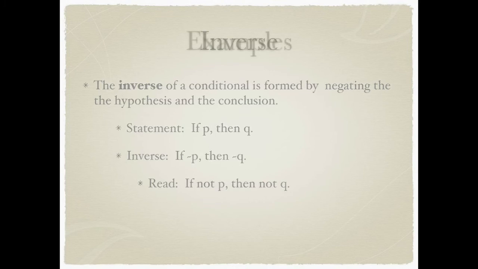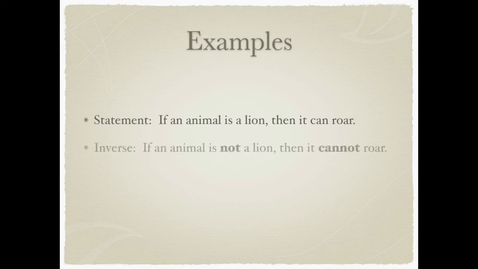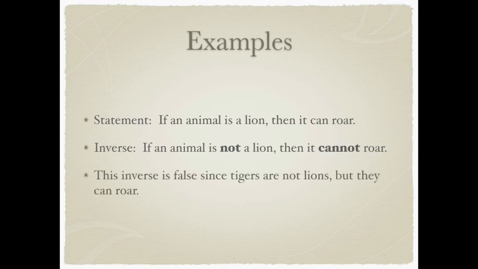So, for example, my statement is, if an animal is a lion, then it can roar. My inverse states, if an animal is not a lion, then it cannot roar. This inverse is false, since tigers are not lions, but they can roar. So as long as we can find one counterexample, the inverse is false.